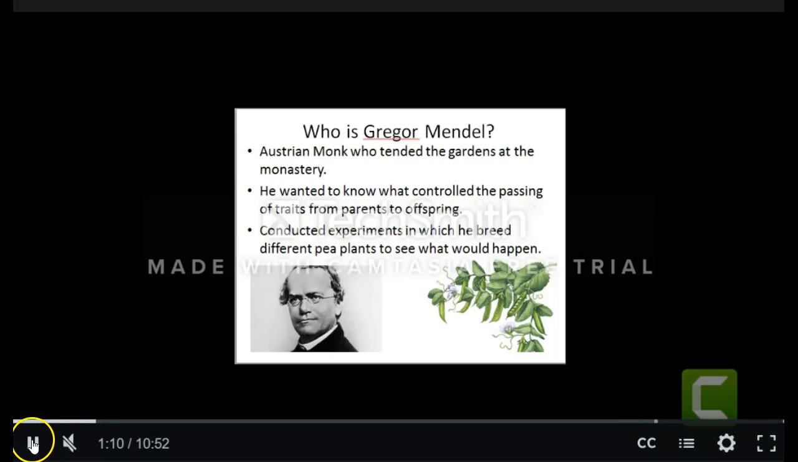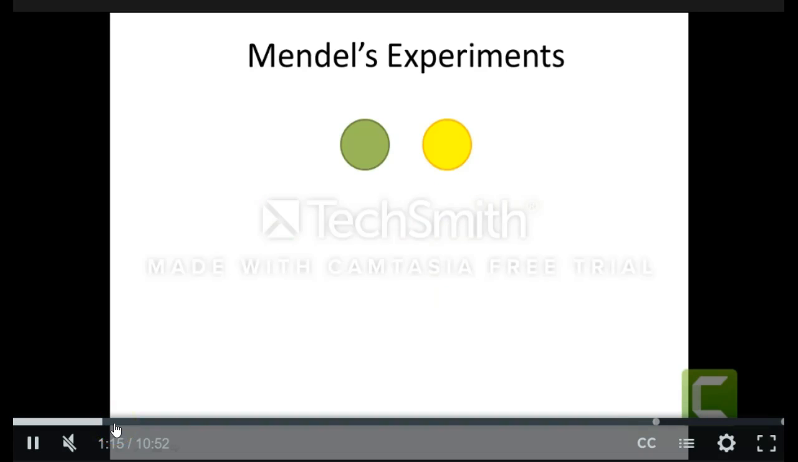This leads into a discussion about Gregor Mendel, the friar who grew peas and opened up the world's eyes to the passing of traits from parents to offspring. It also explains the difference between dominant and recessive traits.